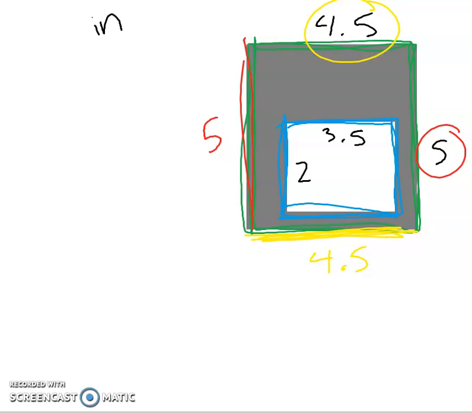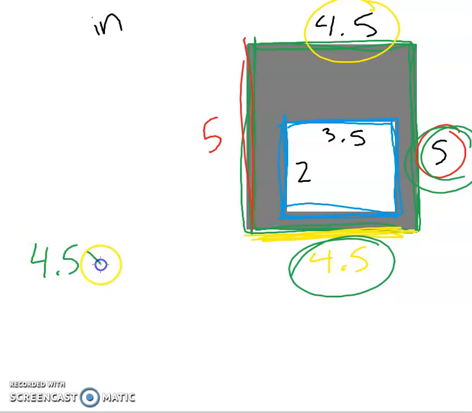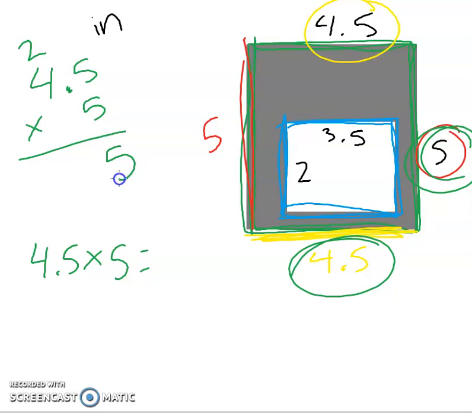Okay, so to find the entire area, I'm going to multiply my 4.5 times 5, and I am actually going to do this up here for you because some of you are still struggling with that multiplication with decimals. So 5 times 5 is going to be 25. 5 times 4 is 20, plus that 2 you carried is 22. Counting up how many numbers are behind the decimal point, and that is the number of moves I make. So my final answer for this particular multiplication is 22.5.